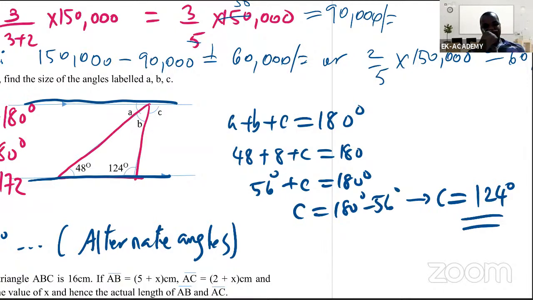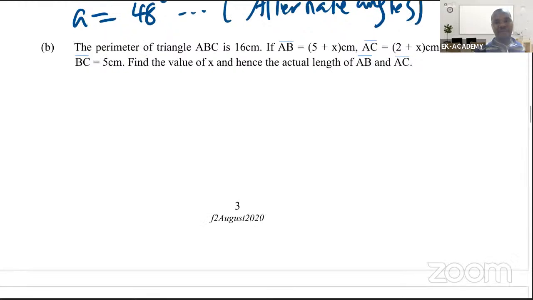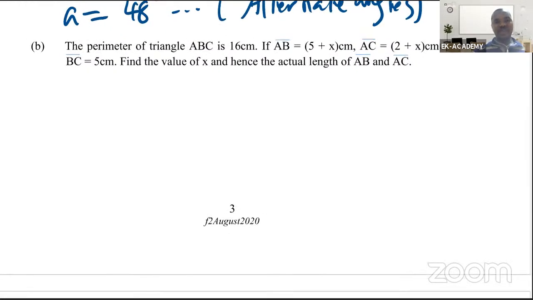You get 124 degrees. And you can also use the same formula for parallel lines. You can see in this figure that again C will be equal to 124. So that is the solution for question number 4. We go to question number 5.